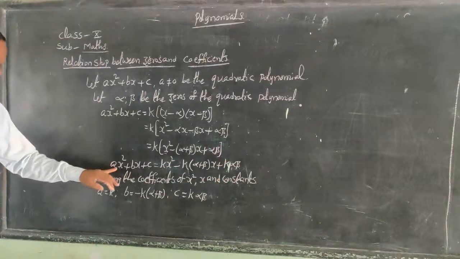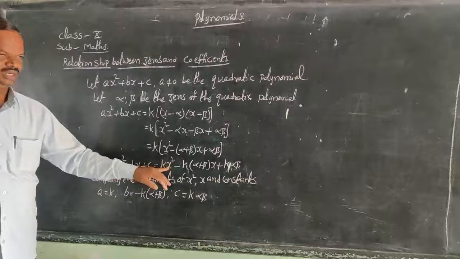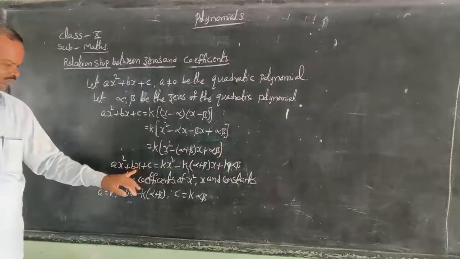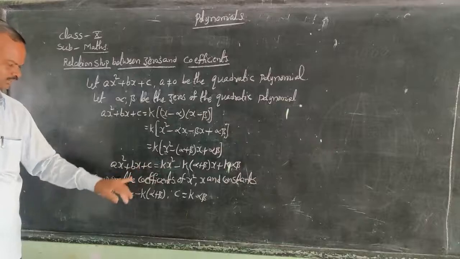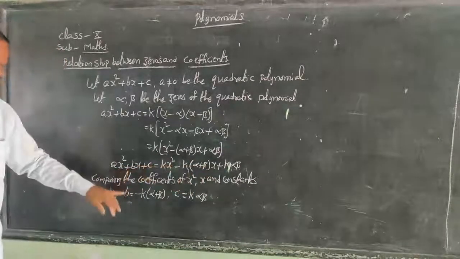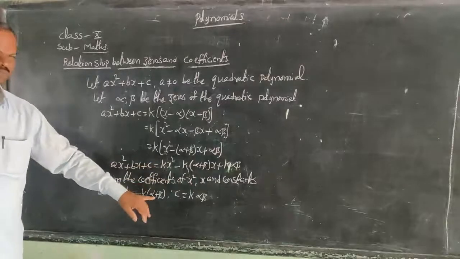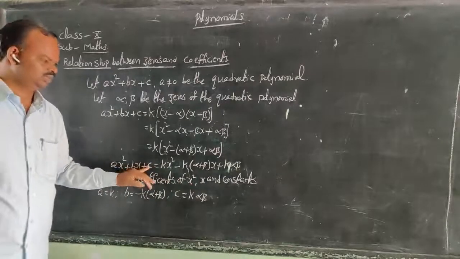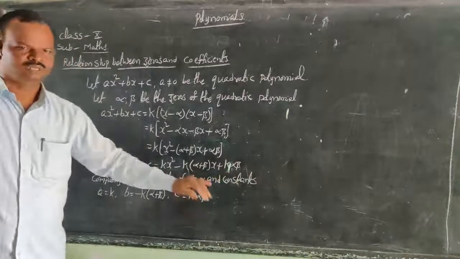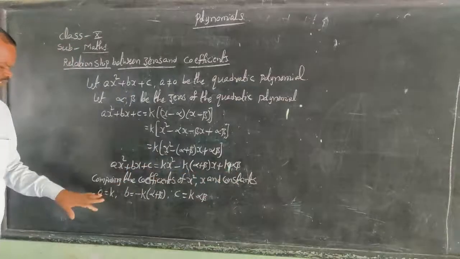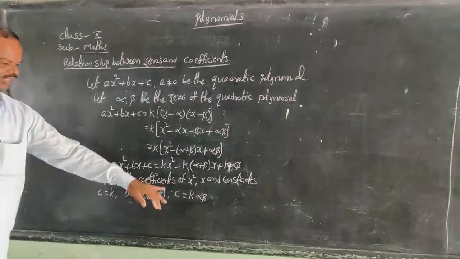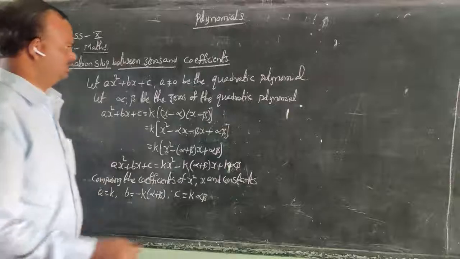So the coefficient of x square is a and also k, so a is equal to k. The coefficient of x is b, and also minus k into alpha plus beta. So b is equal to minus k into alpha plus beta, and the constant term c is equal to k into alpha beta. Therefore, we are substituting the values, k is equal to a, in b and c.